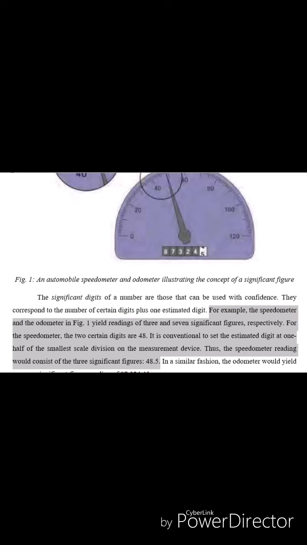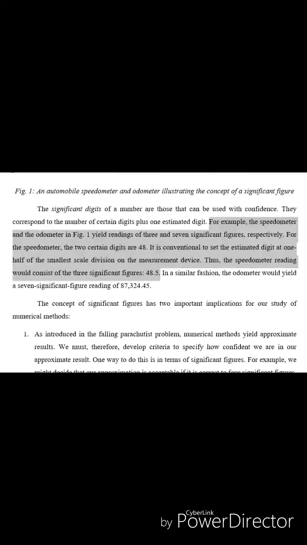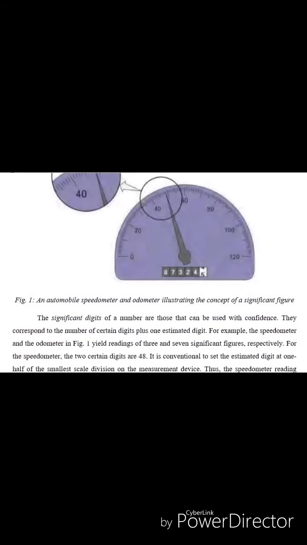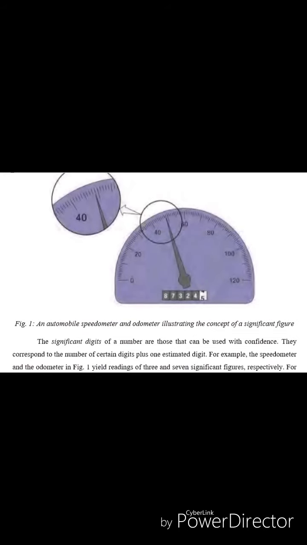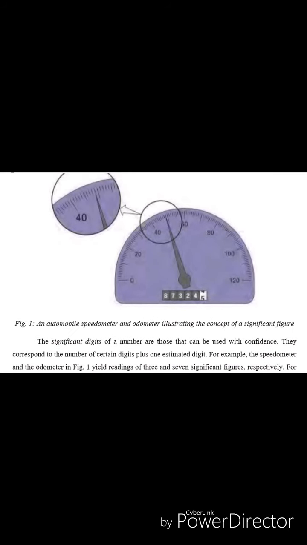So ibig sabihin nito is, di ba, we are sure na the speedometer reads between 48 to 49. So let's say 48, okay? So that is the two certain digits. Tapos, conventional daw, it's better to estimate the approximation or the significant digit by dividing this division into half. So, we will arrive at a reading of 48.5.